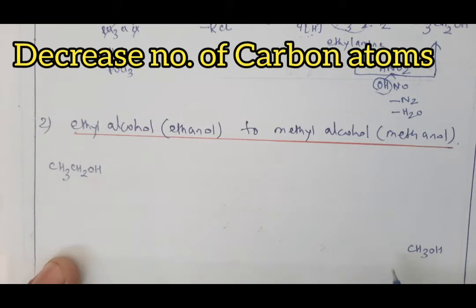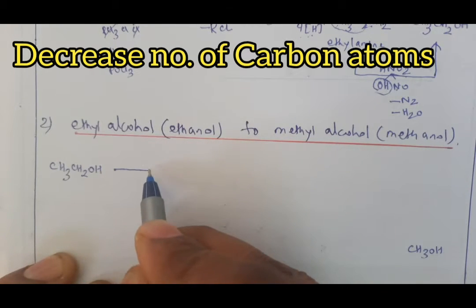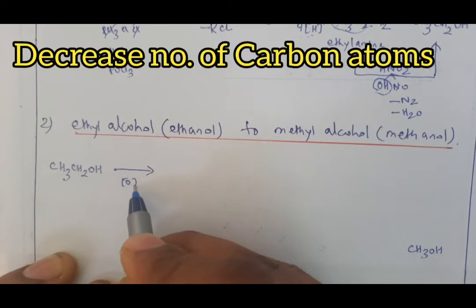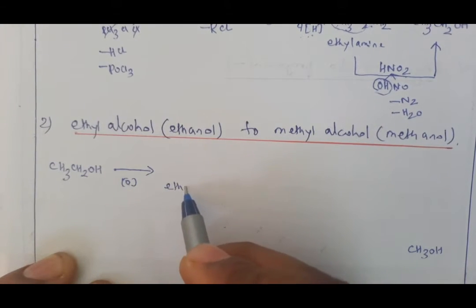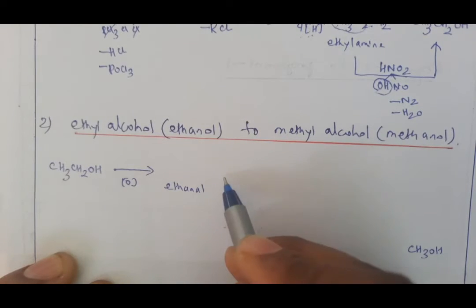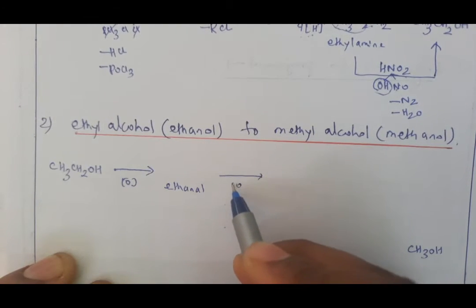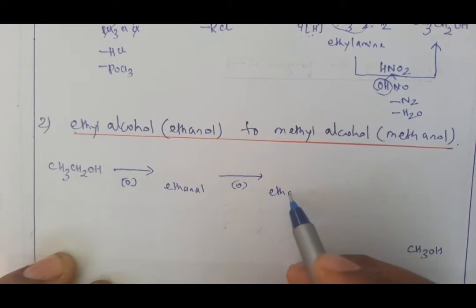Now if you see, from this alcohol to this alcohol, here is 2 carbon, here is 1 carbon. That means my job is to reduce the carbon number. From 2 I have to reduce it to 1. To do so, you first do oxidation. Ethanol on oxidation gives ethanal, the general oxidation trend. Ethanal again on oxidation gives ethanoic acid.